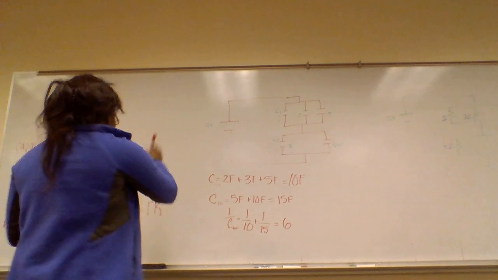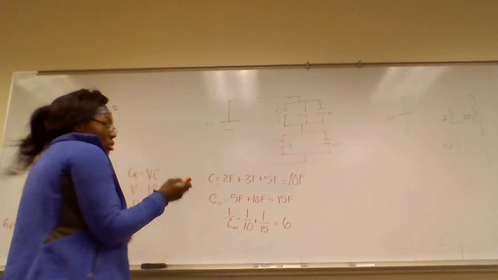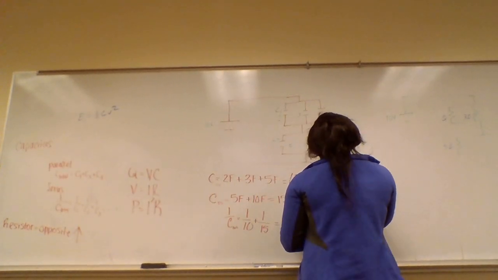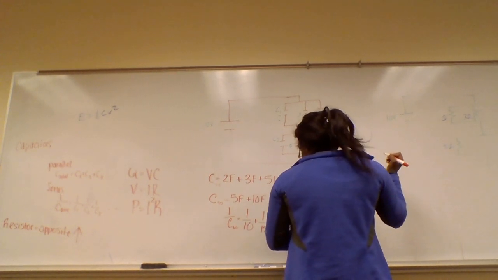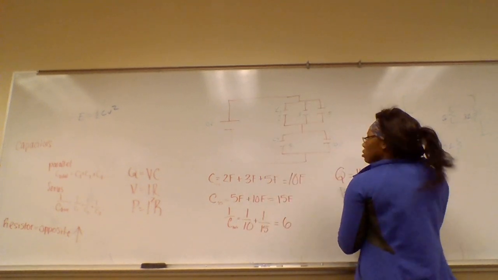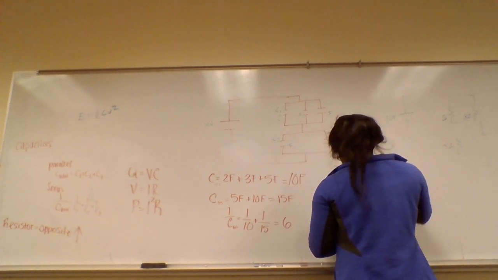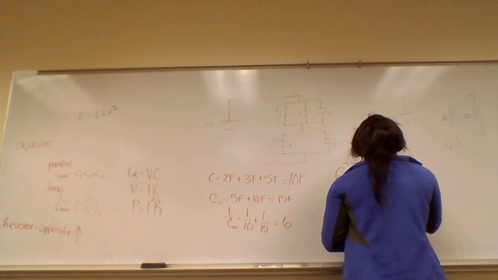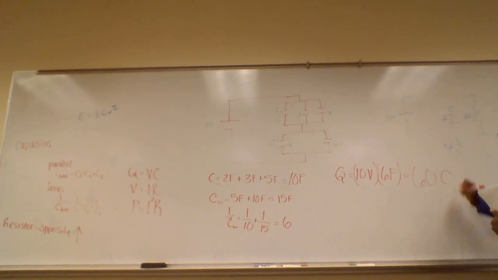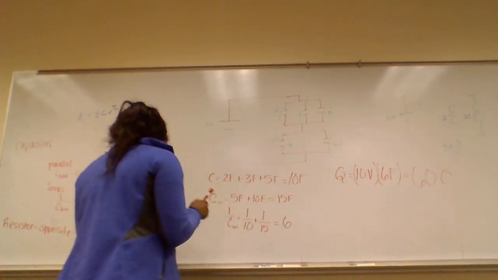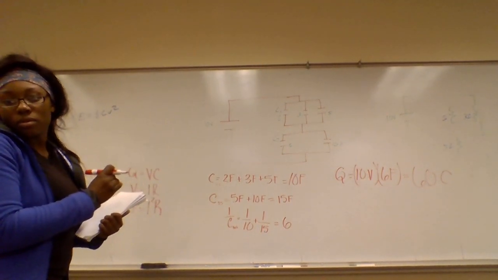Alright, so then the next thing you want to do is use this equation to get the total charge in the entire system. So Q equals volts multiplied by C total. It's 10 volts multiplied by 6 farads. That equals 60 coulombs. So that was the answer to the first question, because that was the total charge coming out of the battery.